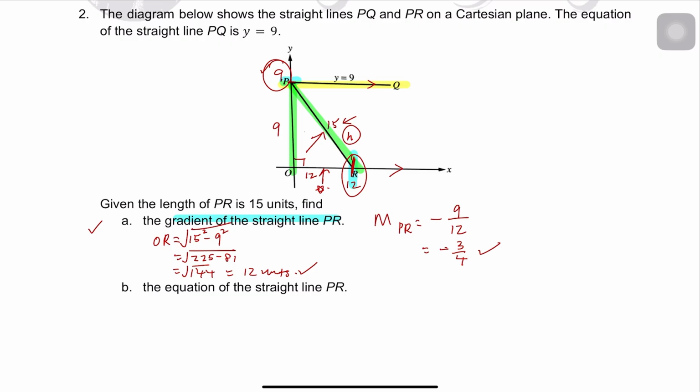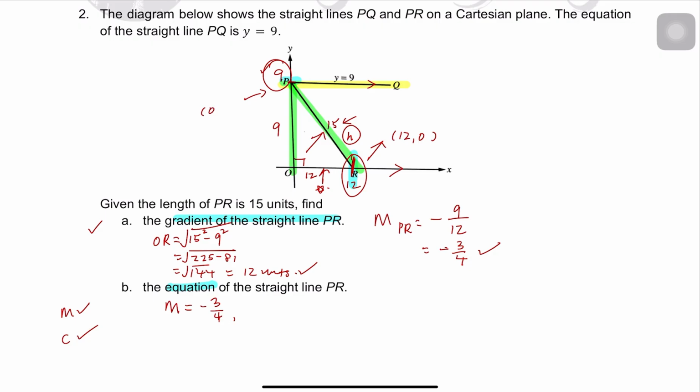Right, moving on to B, you are looking for the equation of the straight line PR. Again, under equation, you need to have your m and your c. Over here, you should have already gotten your m, which is negative 3 over 4. In order to find your c, you will need to use either your x-intercept or y-intercept, which will give you coordinates. This is actually (12, 0).